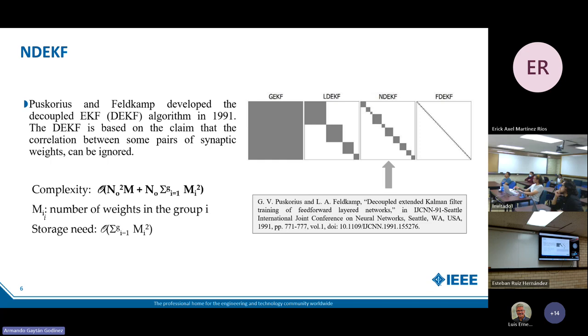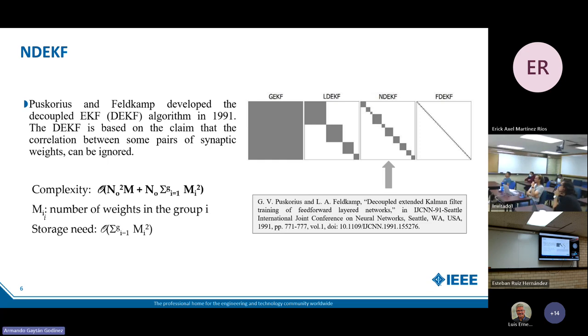Puskorius and Feldkamp, almost two years later, faced this problem and proposed decoupling to reduce the computational complexity. This way, it depends on the square of the parameter number of the group and not of the whole net. It is assumed that the statistical correlation between some pairs of weights can be disregarded.